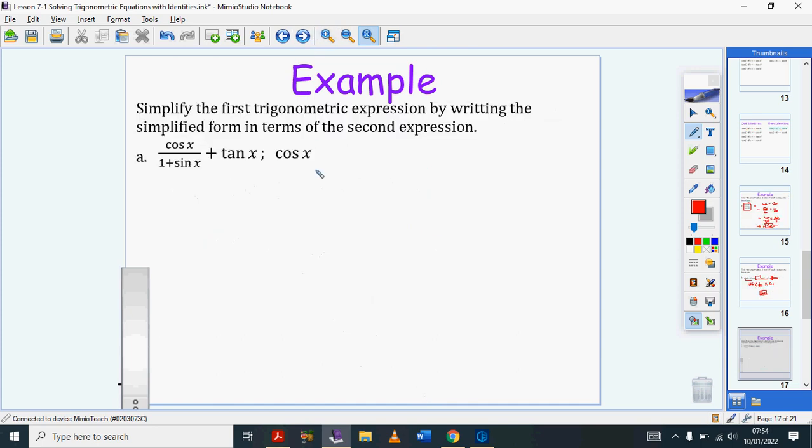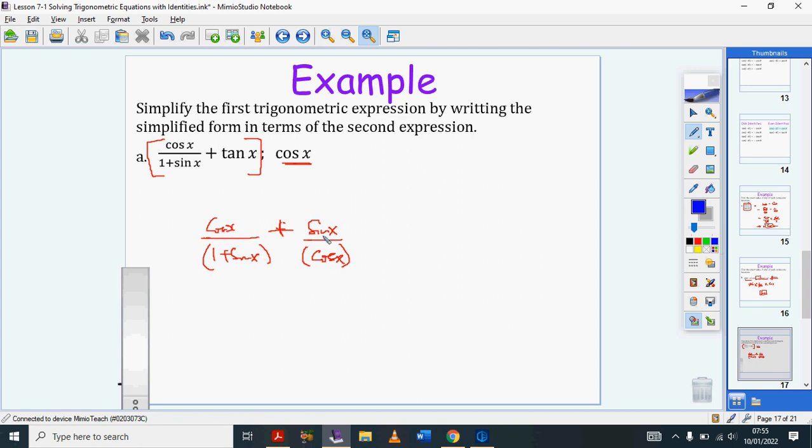So yeah, simplify the first trigonometric expression by writing the simplified form in terms of the second expression. So I want us to write this whole thing in terms of cosine. Easy. I mean, don't get scared. Break it down, right? We have cosine of x divided by 1 plus sine of x, plus I can break down tan into sine over cosine. Now, when I break down tan into sine over cosine, all of a sudden I have a fraction, and I can add this fraction.